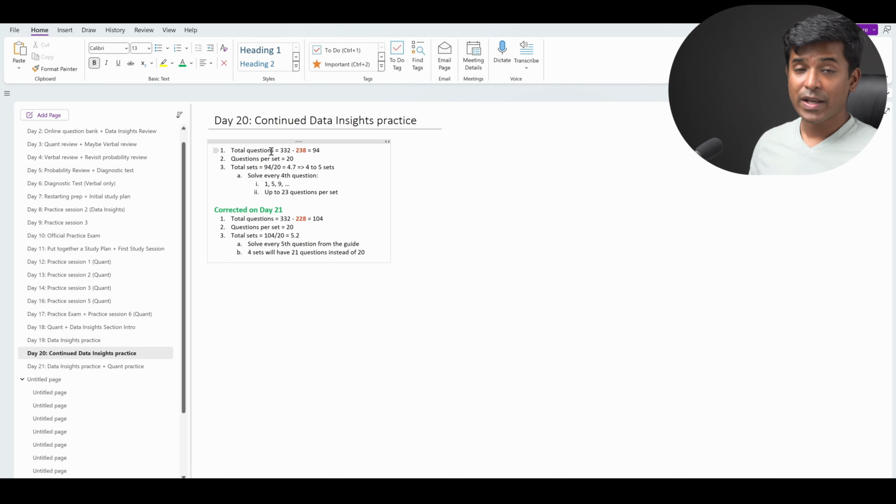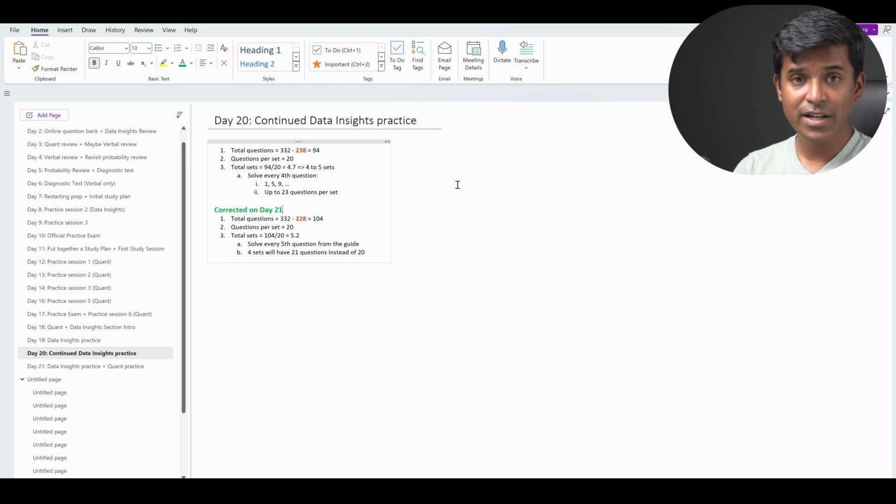So if I go back to my notes from day 20 of my GMAT prep, you can see that I started by calculating the total number of data sufficiency questions that were available in the physical version of the GMAT official guide. In doing those calculations, I used two numbers, 332 and 238. These numbers correspond to the last question numbers in the data sufficiency section and the quant section of the GMAT official guide respectively. The subtraction here gave me a total of 94 questions.